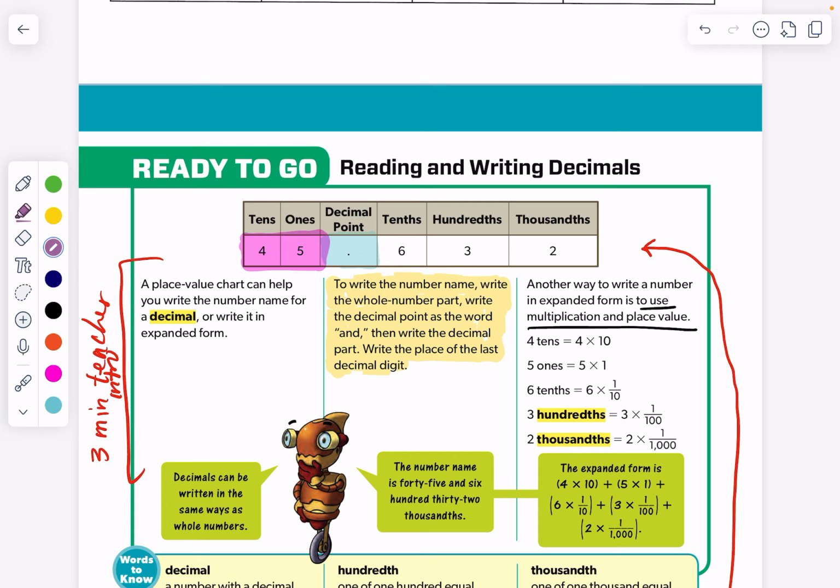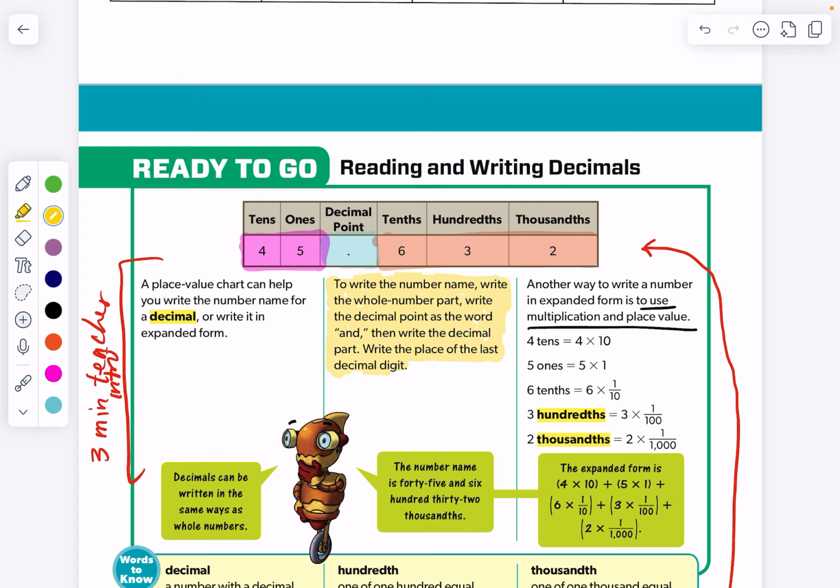The next piece in writing the number name, or in Eureka it says writing in word form, is to write the decimal part. So what comes after the decimal? Let me use a different color. So how do we say this number right here? Students will say 632.